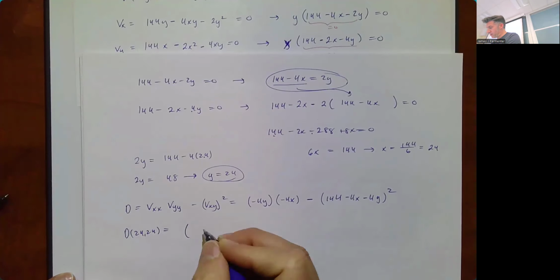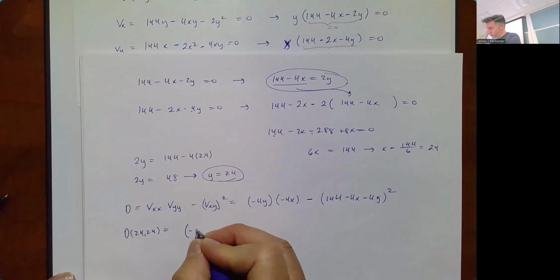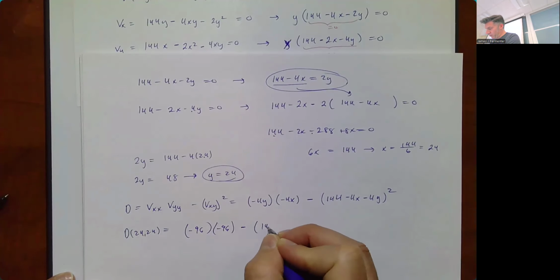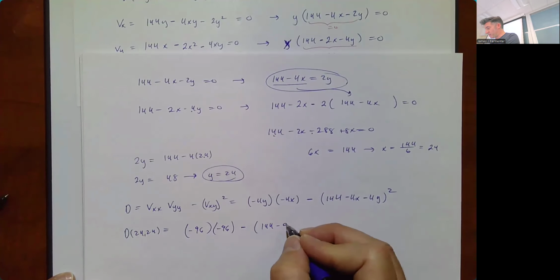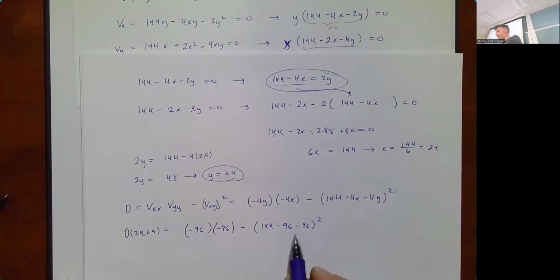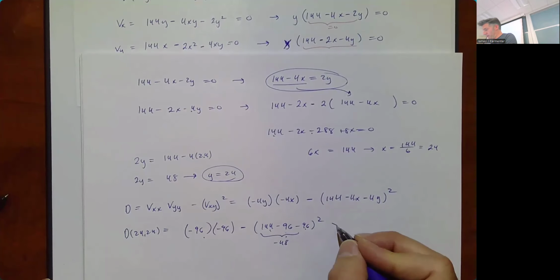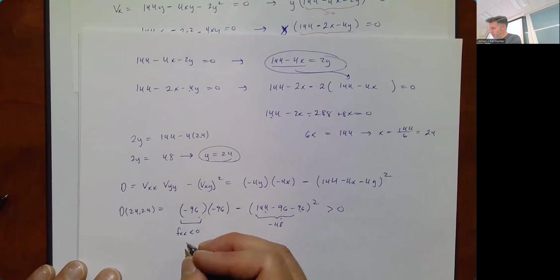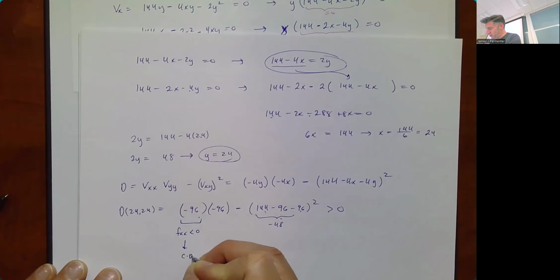we're going to get negative 4 times 24 times negative 4 times 24 minus 144 minus 4 times 24 minus 96, squared. And this number here is, well, 144 minus 96 is 48, minus another 96 is negative 48. And certainly 96 squared is bigger than 48 squared. So that's going to be positive. And since Vxx is negative, we again have a maximum. I feel like all these have been maximums. Sorry, it's a little boring. They're all the same. So concave down, maximum.